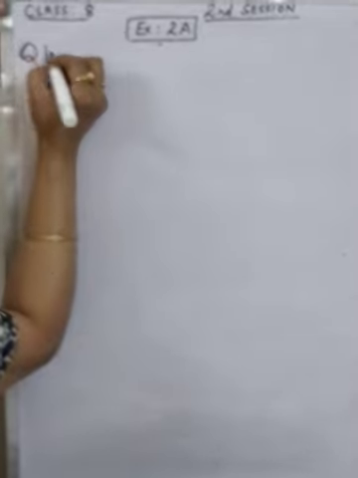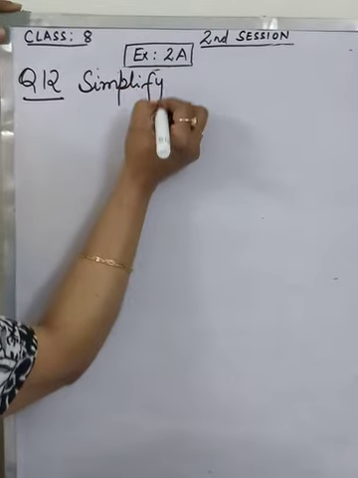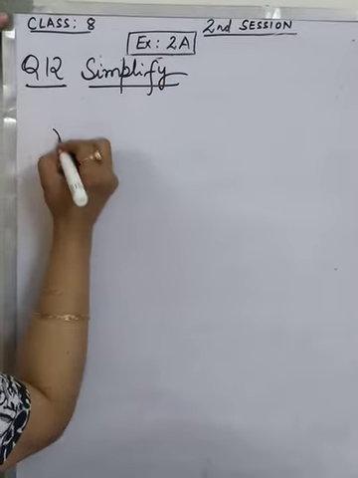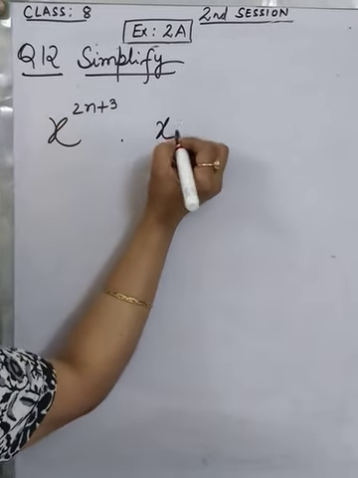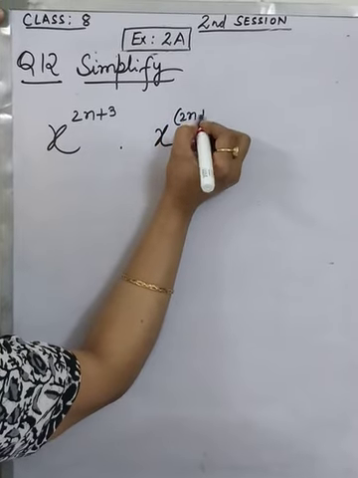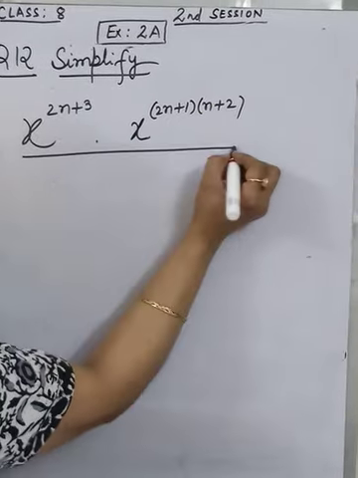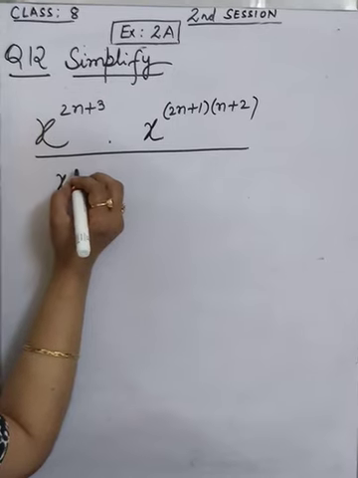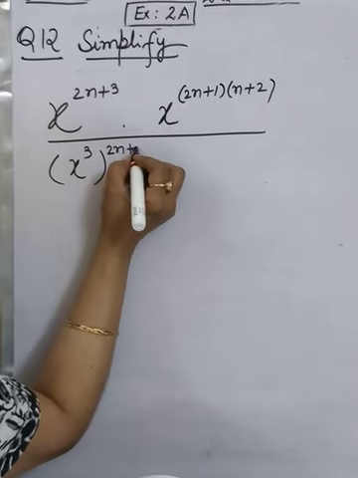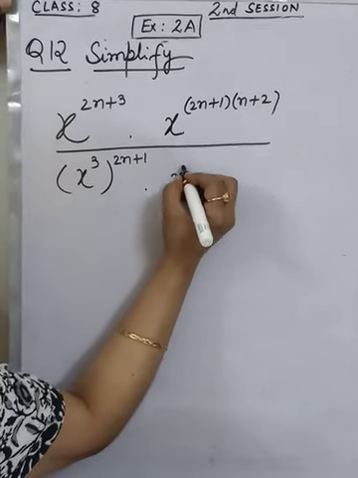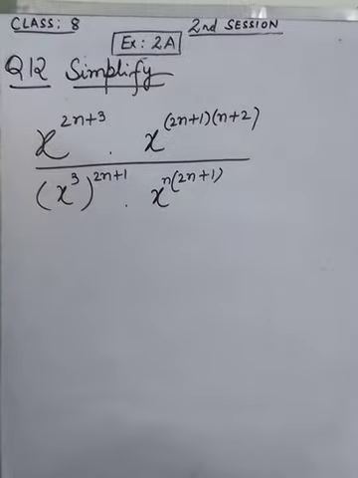Question number 12, they are saying simplify. What we are going to simplify? x to the power 2n plus 3 into x to the power 2n plus 1 and n plus 2, the whole over x to the power 3 to the power 2n plus 1, x to the power n and 2n plus 1. This is the given expression.